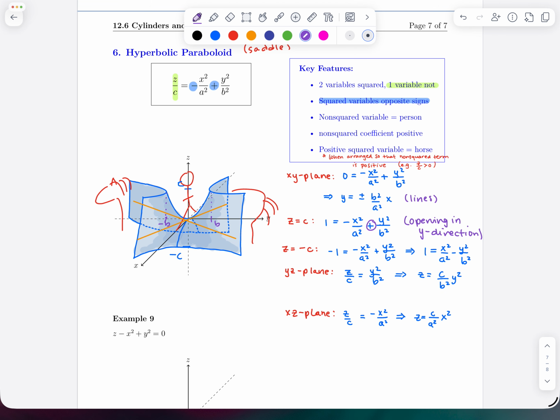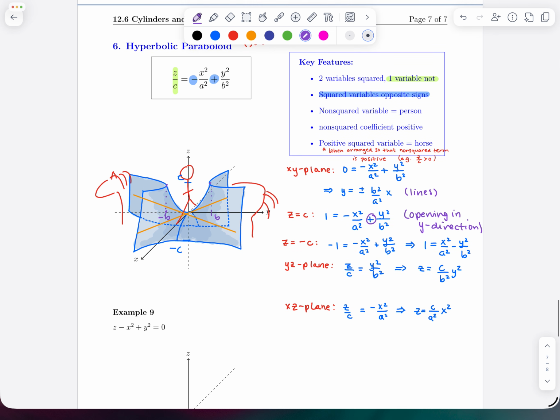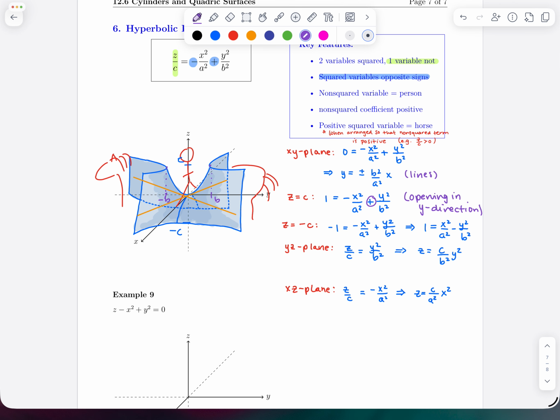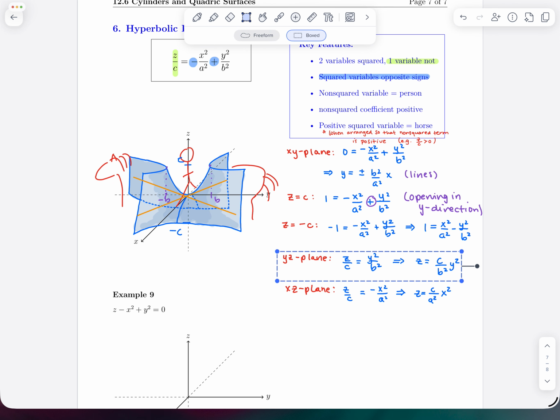It's just that the vertex is shifted up to the value z equals c because that's where I'm looking. Now, if I were to look at z equals negative c instead, then my left-hand side of the equation would become negative 1. And if I put that in standard form, the x squared term is now our positive term. And so I am going to get hyperbolas that are opening on my x-axis this time.